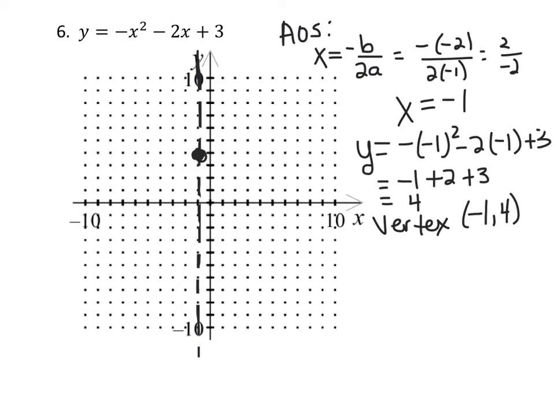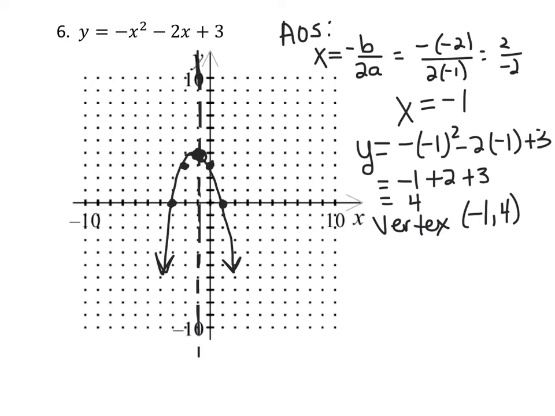Now I also know that my parabola opens downward because of this negative sign right here in front of my x squared. So I know my parabola is going to open down, and I also know that this is a regular parabola, it's not stretched. So I'm going to go ahead and just graph a regular parabola.